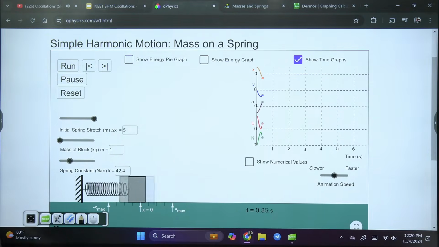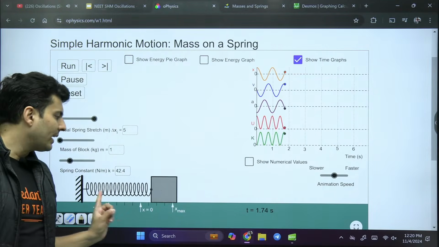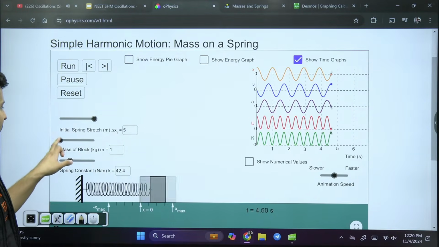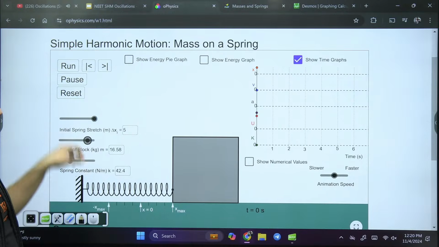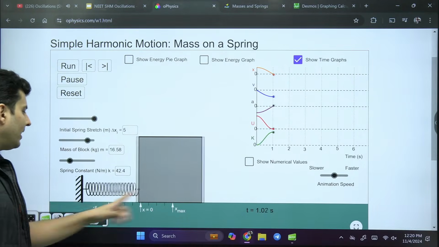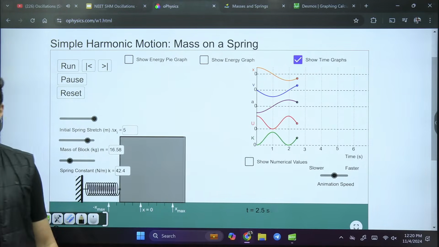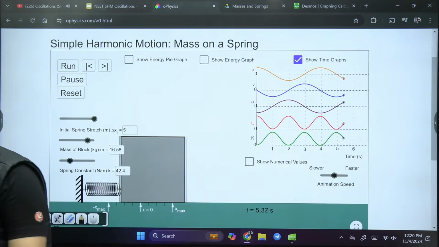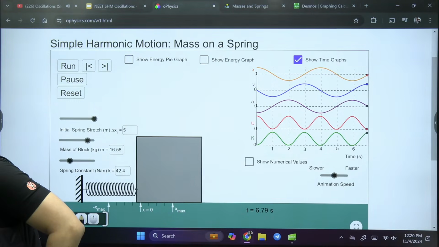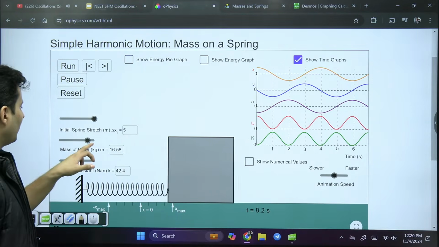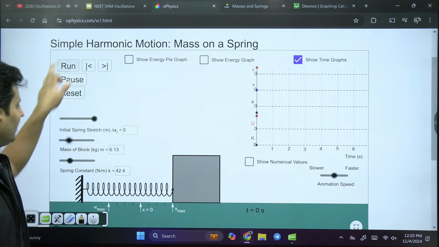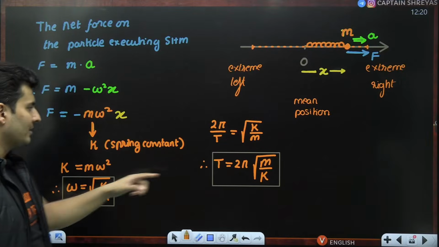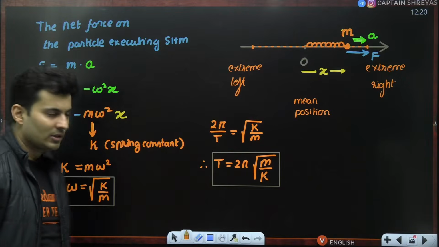Let's see what happens. Oh my god, it is going back and forth very quickly. Time of oscillation is very low. If I increase the mass, see now what happens. If I increase the mass very slowly, huge mass. So that means time has increased. It is taking more time to go back and forth. If I reduce the mass, it goes back and forth very quickly, just as we expect here. If mass is less, time is also going to be less.